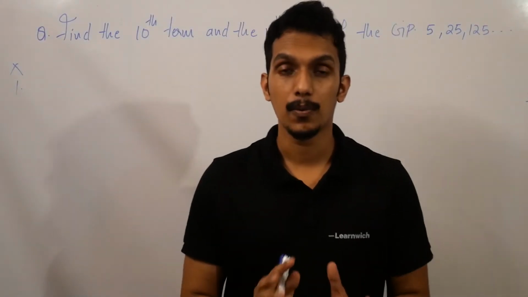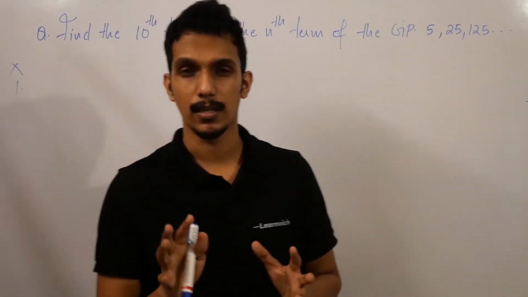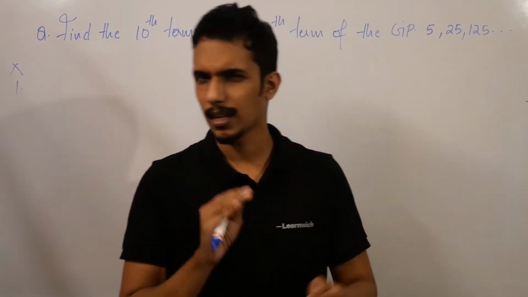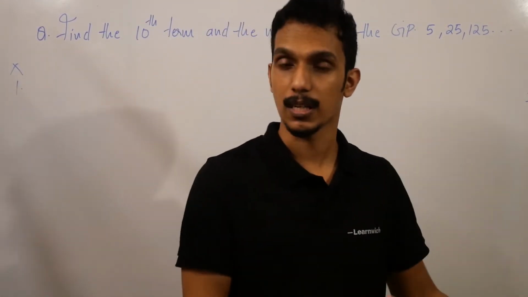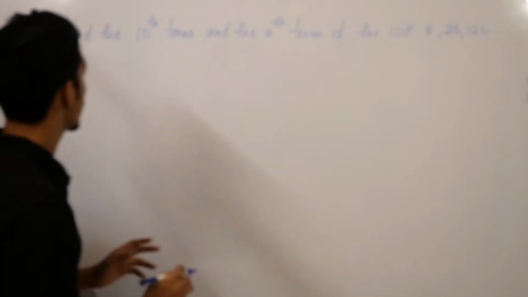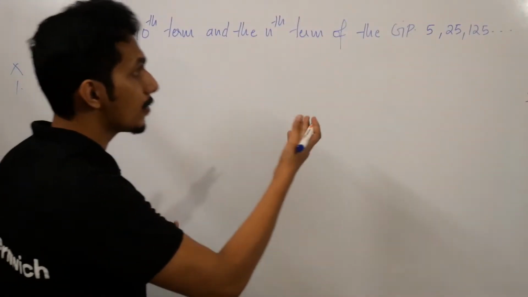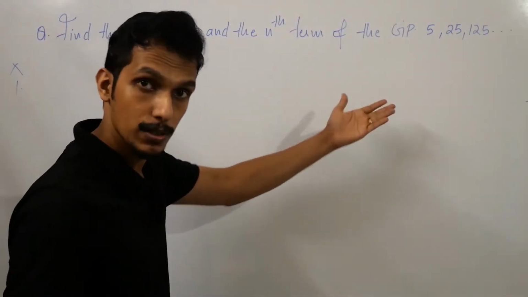Okay, so with this video, we will be starting with very basic questions in the textbook, mostly examples, and that will give you an idea on how to proceed with such types. Alright, so let's look at the first question. Find the 10th term and the nth term of the GP 5, 25 and 125.